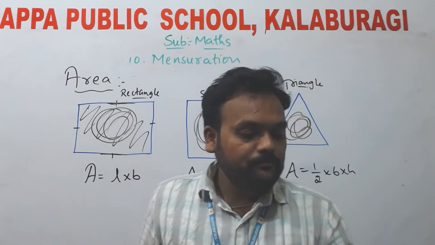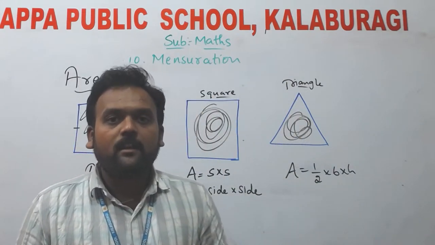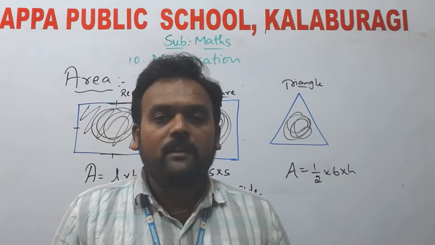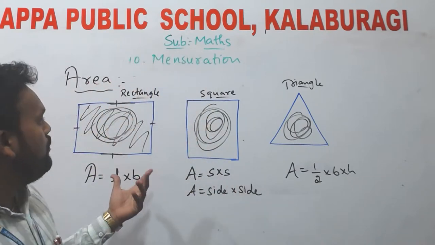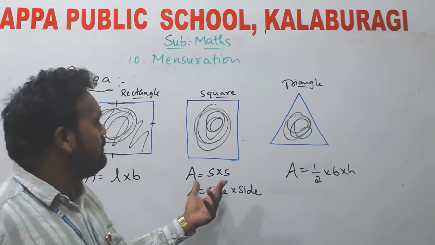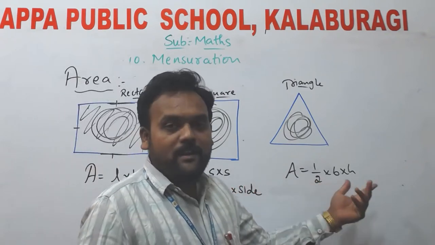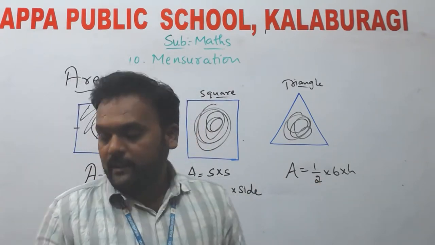Area means what? Area means the amount of surface enclosed by a closed figure is called area. So this is all about the area of rectangle formula. Area of rectangle is equal to length into breadth. Area of square formula is side into side. See, area of triangle formula, half into base into height. Okay? Yes.